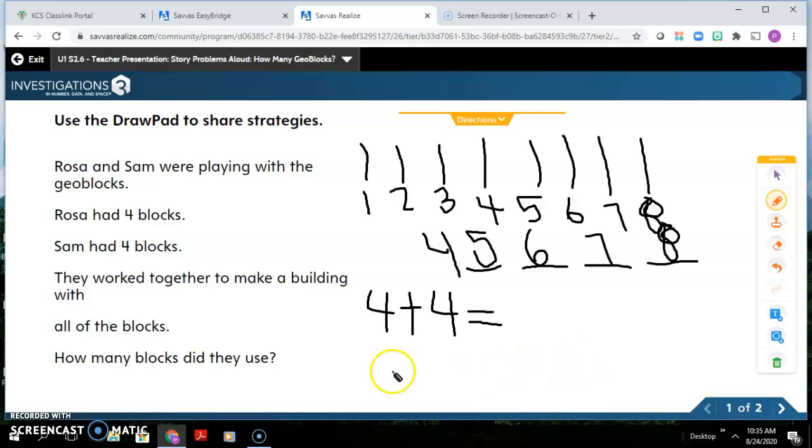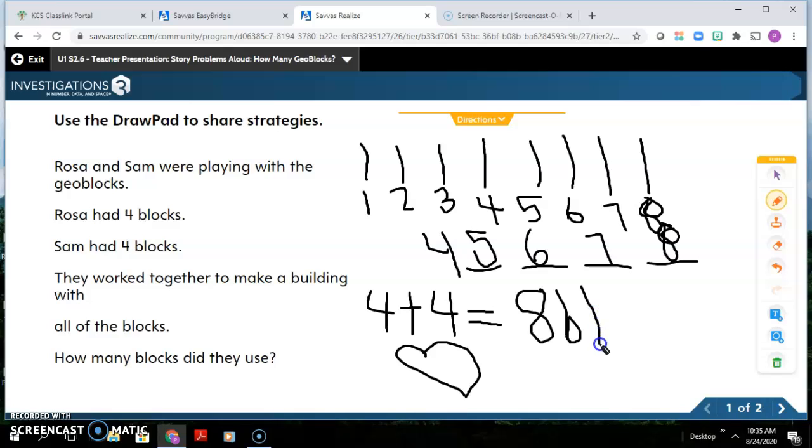as our answer. Now, you may just know in your heart already that 4 plus 4 equals 8. You did not need to count on or count all because you had that in your heart. So if you just know it in your heart, you might just want to draw a heart. So what would be our sum? If they used all of their blocks, they would have used 8, right. So we have 8 blocks.